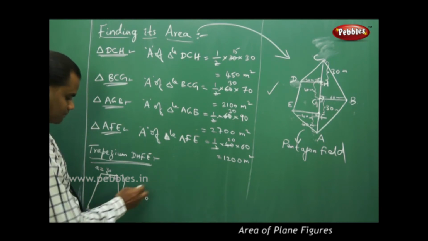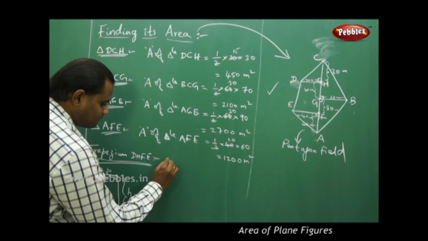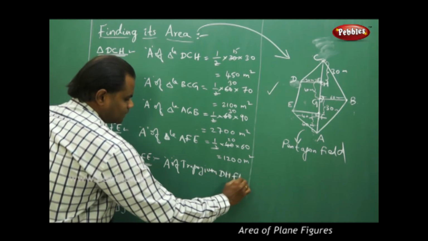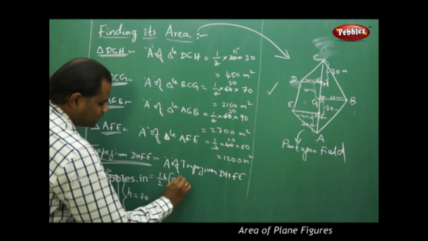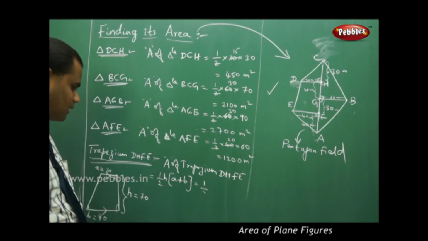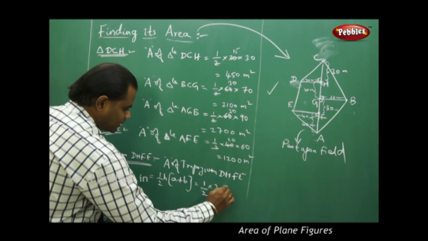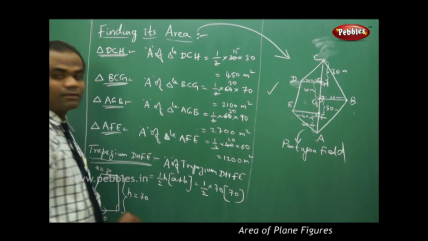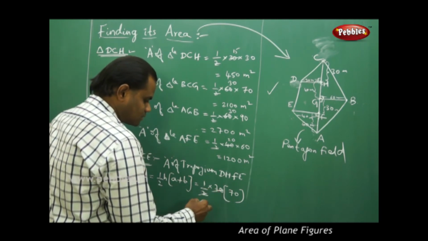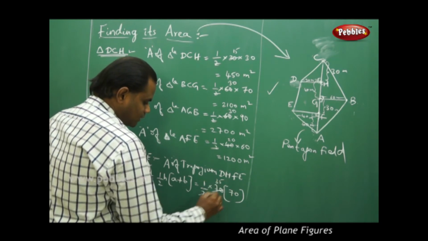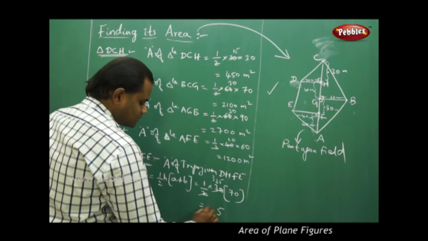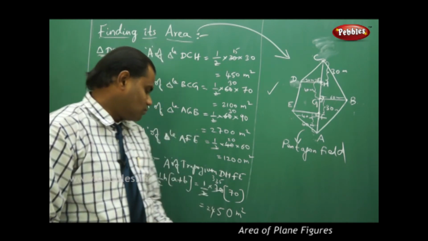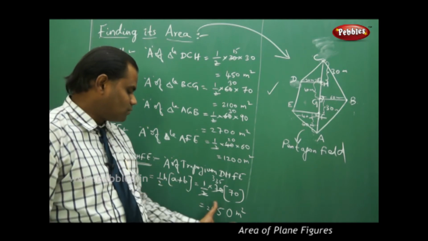So using all these basic dimensions, my area of trapezium DHFE is nothing but half H into A plus B, such that on substitution I get half times H, which is 70, and A plus B, which is 30 plus 40, also equally 70. So this on further simplification gives me 2450 meters square. So the area of the trapezium is 2450 meters square.